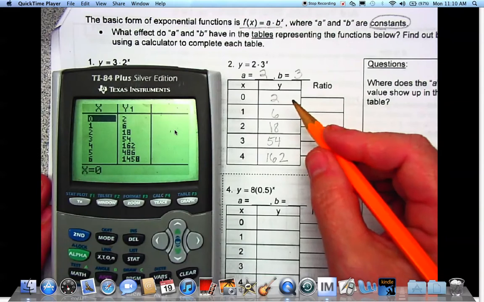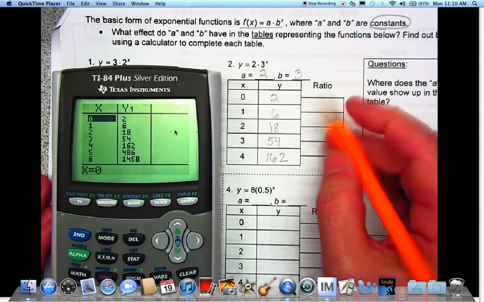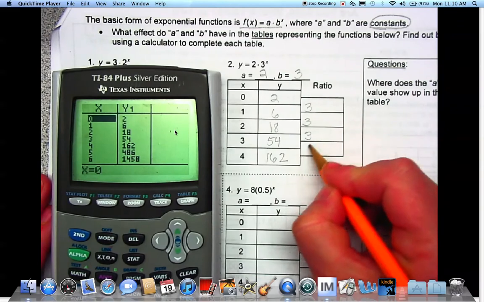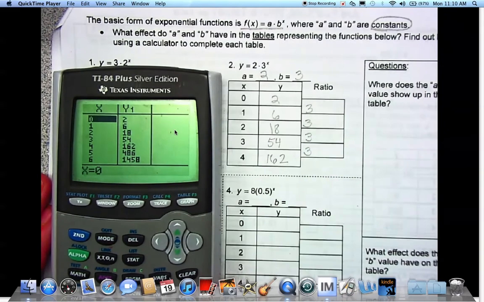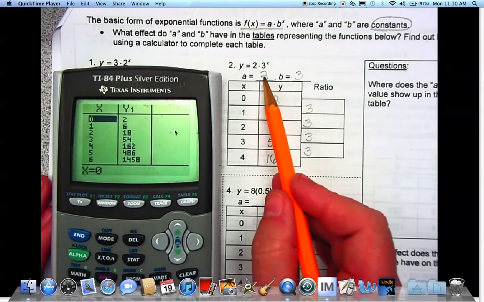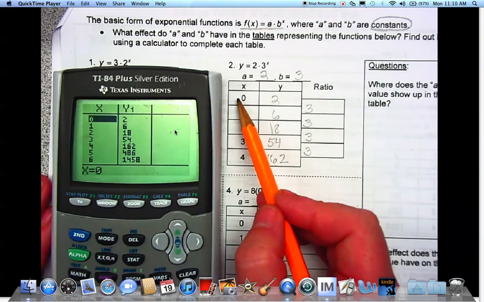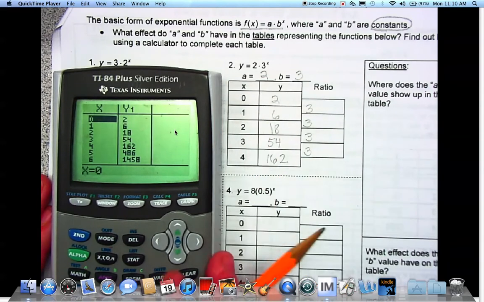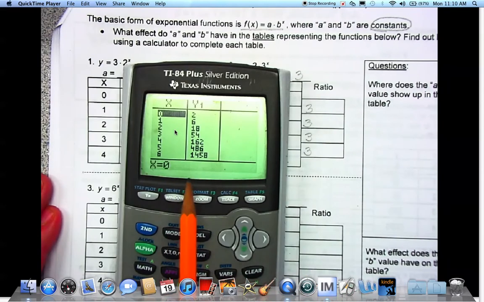Okay, so what are you multiplying y by this time? 3. 2 times 3 is 6. 6 times 3 is 18. 18 times 3 is 54. 54 times 3 is 162. So what is the a and b? It started at 2. The b is 3, and it starts at 2. It starts at a and multiplies by b. Right. It starts at a when x is what? 0. Okay.